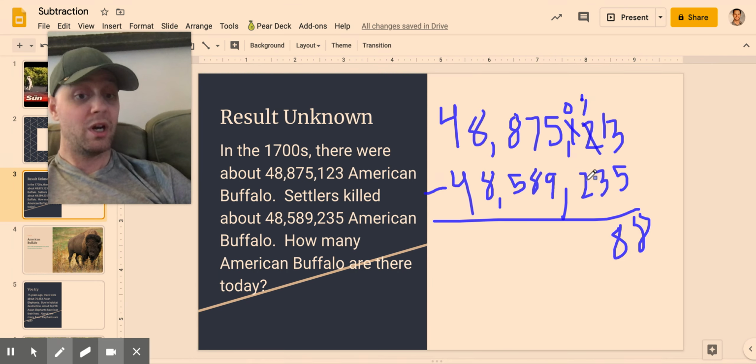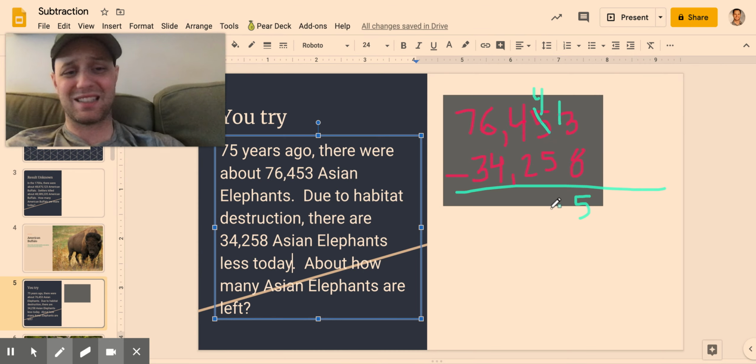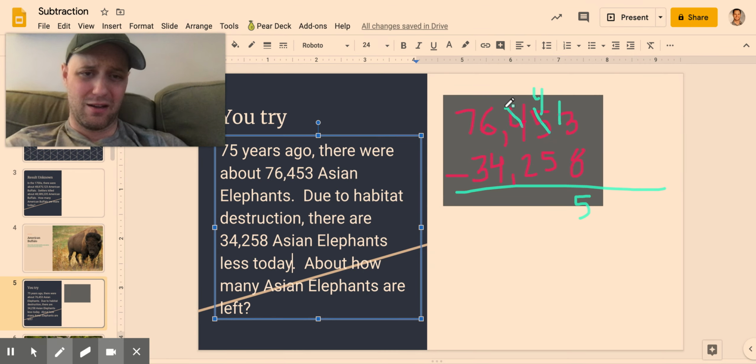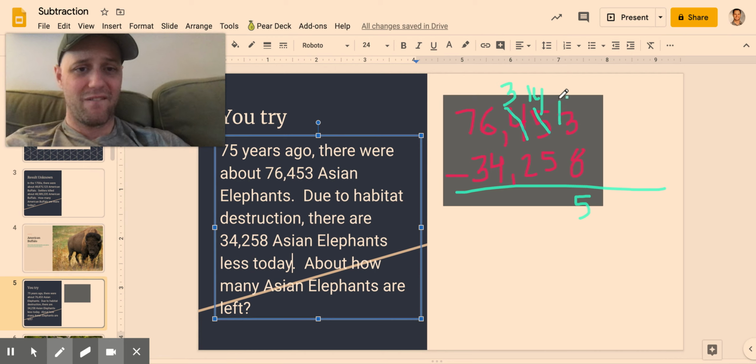Let's regroup. 3 minus 8. We know that's negative 5, but I'm going to go over here, take away a 10, and add 10 into the ones place. So this is 13 minus 8, 5. 4 10s minus 5 10s is negative 10. Let's regroup. Take away 100 and add over here to make 10 10s. 14 minus 5 is 9. 300 minus 200, 100. 6,000 minus 4,000, 2,000. 42,195.